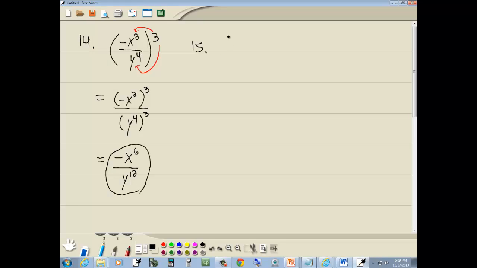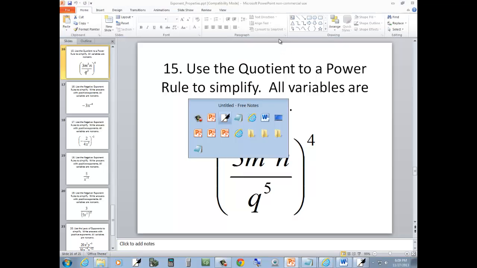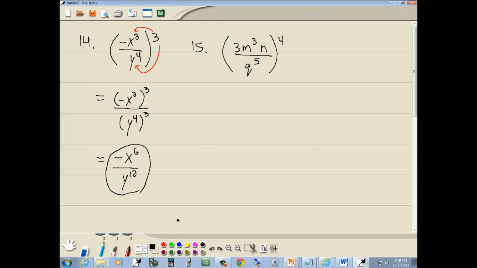Okay, let's take a look at this one. We got 3m to the third n over q to the fifth, raised to the fourth power. Now notice, everything inside the parentheses is multiplication or division. 3 times m to the third times n divided by q to the fifth. If everything is multiplication or division, and you raise it to a power, you can take everything to that power. So we'll take 3 to the fourth power, the m to the third to the fourth power, the n to the fourth power, and a q to the fifth to the fourth power.